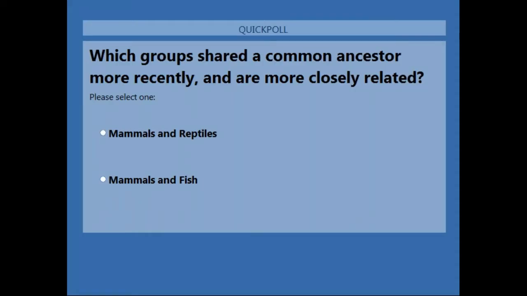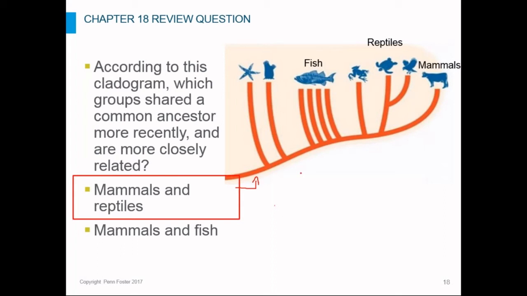Our correct answer is mammals and reptiles. We can tell this because if we look at the cladogram, this would be the common ancestor for mammals and fish, back here. And fish branched off, and mammals and reptiles and birds. And then the most recent common ancestor for mammals and reptiles would be here. And then off of that, mammals and reptiles, and then birds branched off. So they are more closely related than mammals and fish.